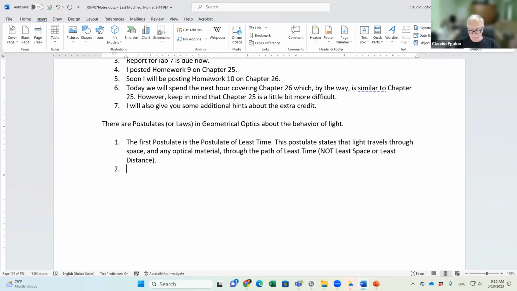Then there is this other postulate of geometrical optics that's very important. Another postulate of geometrical optics is about the speed of light. Okay? This postulate states the following. Light travels through optical media, through any medium, with a given speed.